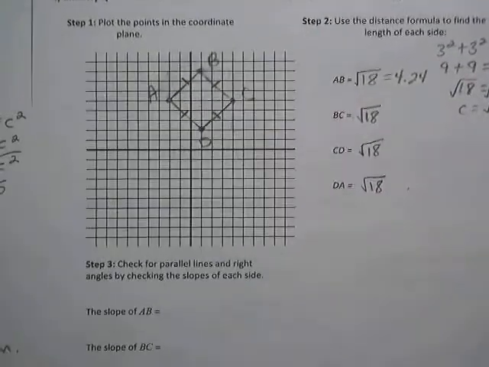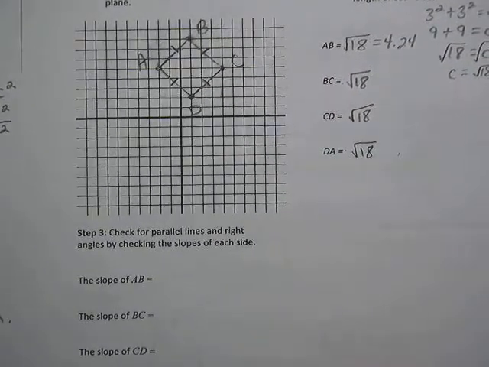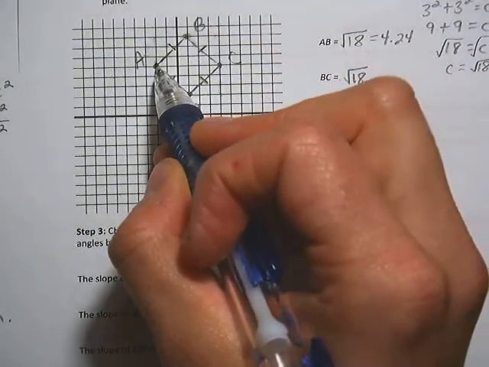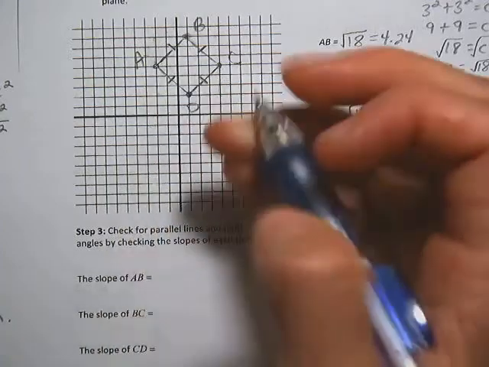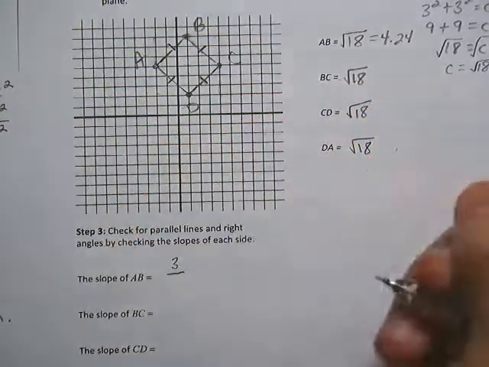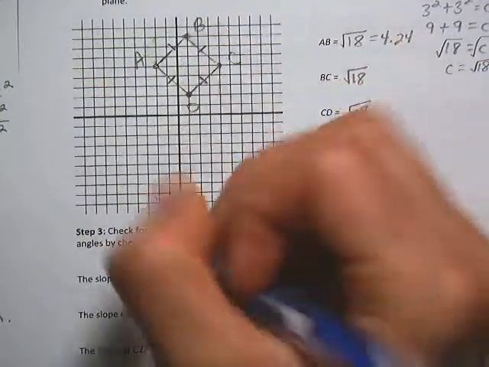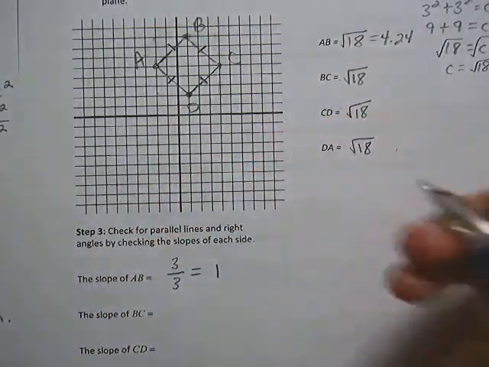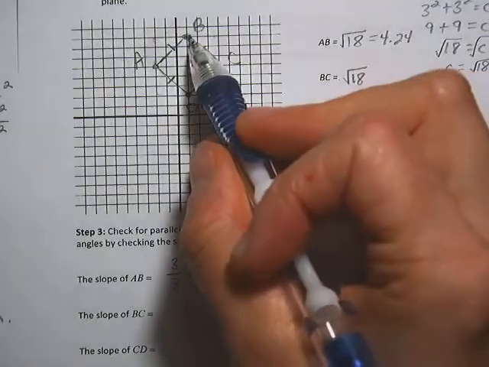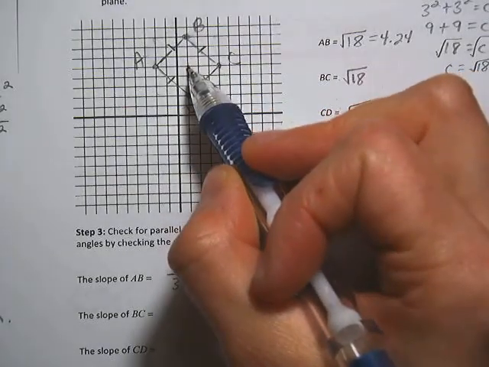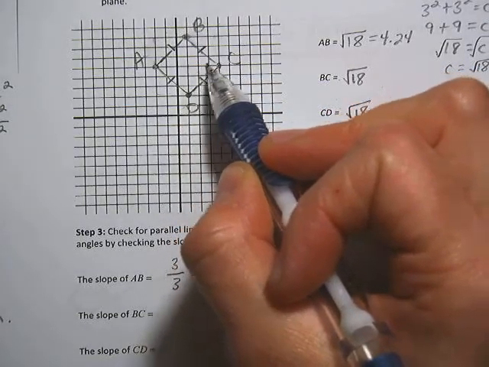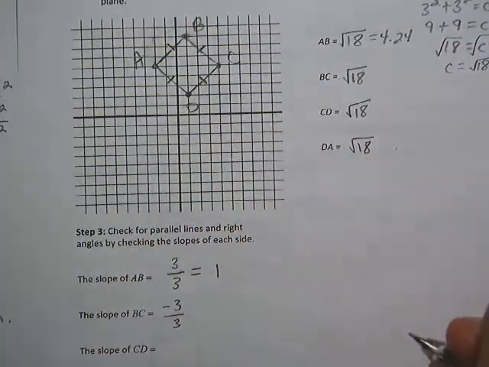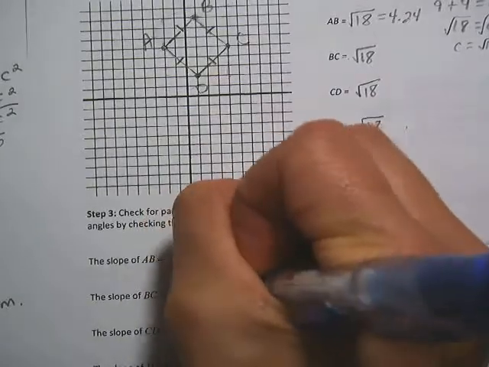So now let's check the slopes. To find the slope, remember that's rise over run. So like from A to B, I have to go up 3. So that's the rise part. So up 3 is a positive 3. And then I have to go right 3. So that would be a positive 3. So the slope would be 1. Okay. BC. To go from B to C, I have to go down 3 and then right 3. So down 3 is actually a negative 3, and then right 3 is a positive 3. So that would end up being a negative 1.